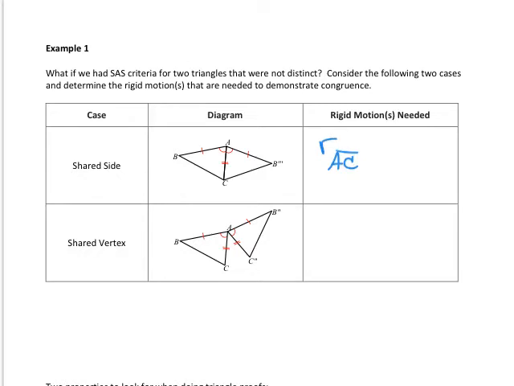If they just share a vertex, then I would need a rotation and then a reflection. So this would be a rotation about A and then a reflection over AC. So sometimes you don't need all three. Sometimes you just need one or maybe two out of the three rigid motions. But you can do everything with at most three.